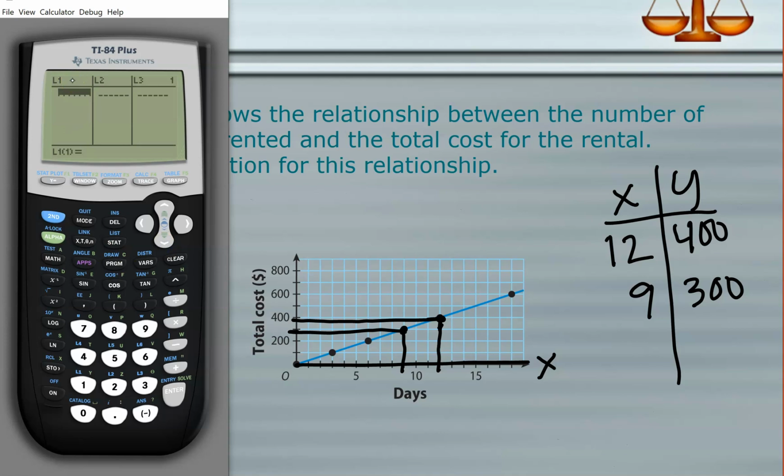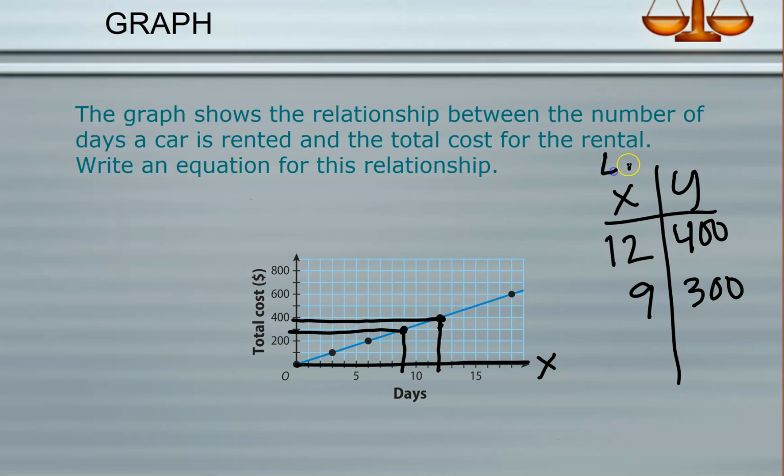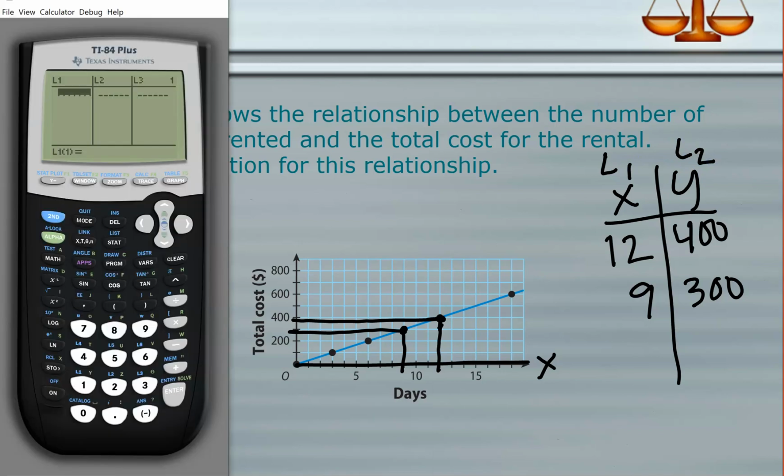L1 will always be your x's. L2 will be your y's. So on L1, I will type in 12, enter, 9, enter. Now what is the y of my 12? 400. Enter. What is the y of 9? It is 300. So you're just typing it in exactly how you wrote it down here.